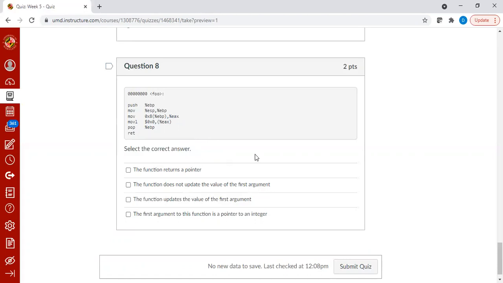The function doesn't update the value of the first argument. Let's see whether the first argument is ever referenced. Okay, let's see. The first argument is referenced here because EBP plus 8 is the first argument. And the fact that we put a parenthesis here means that we are referencing the memory. That means the first argument must be an address. Okay. So the first argument, oh, here is one answer. The first argument is a pointer. And we are naturally updating that address with value 0.